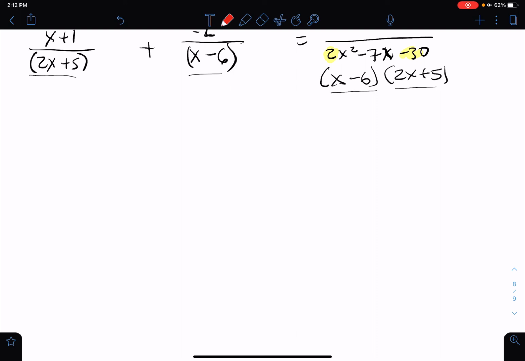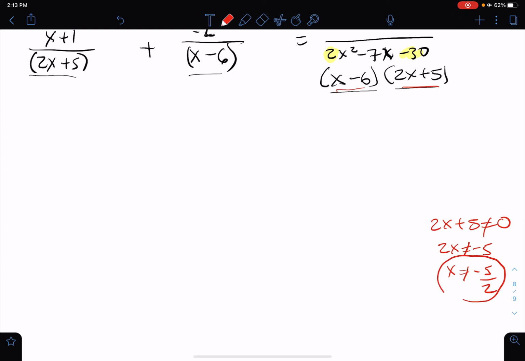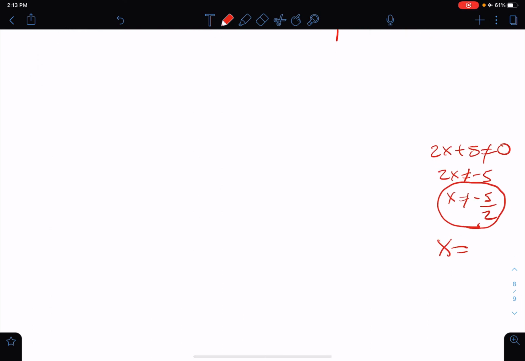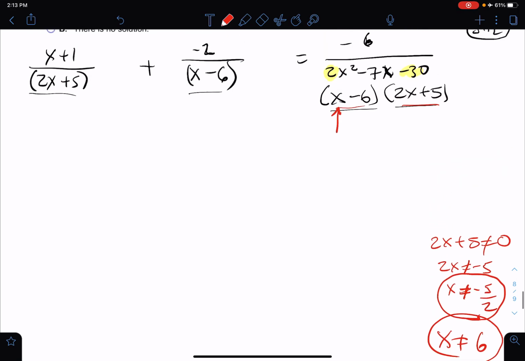Remember the restrictions. 2x plus 5 better not ever equal 0, because if this equals 0, 0 times whatever that is, the whole denominator is 0. So you subtract 5, so 2x better not equal that. Divide by 2, x better not equal negative 5 halves. There's one restriction. And what else? x better not equal 6. Got two restrictions there, okay?